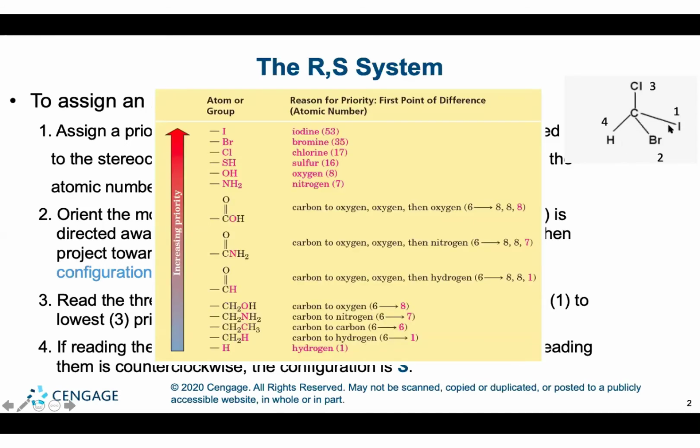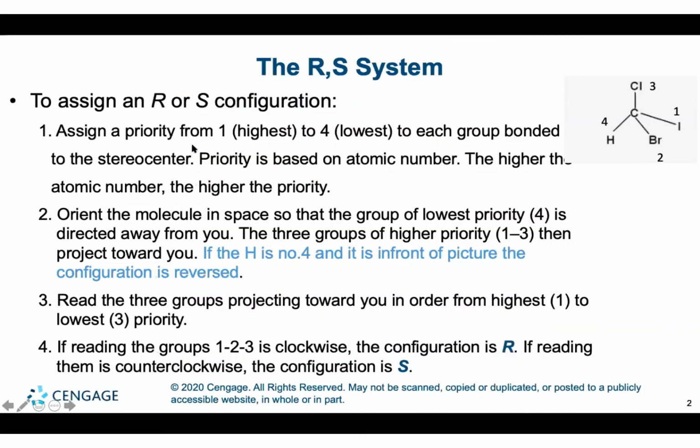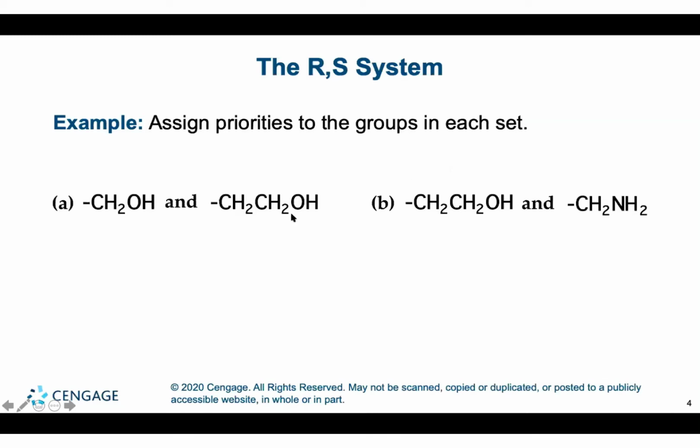If you go from 1 to 2, just count based on increasing number. 1, 2, and you can see it's 3 here, right? So if it goes clockwise, see 1, 2, right? It's clockwise. We call it R configuration. Okay, but if the numbering is going counterclockwise, it's gonna be S configuration. We can assign the priority.